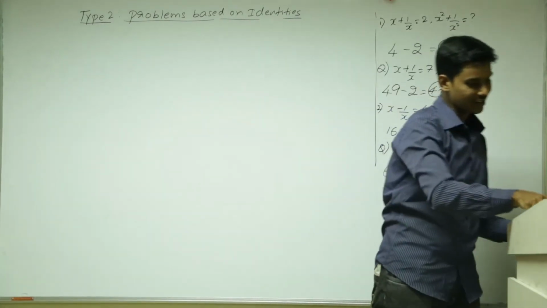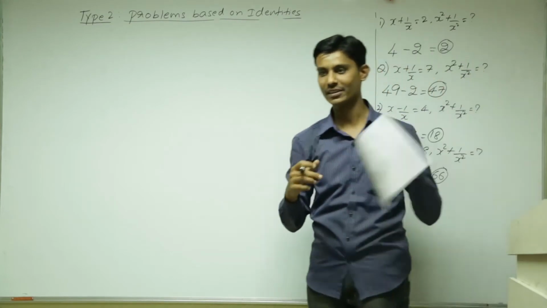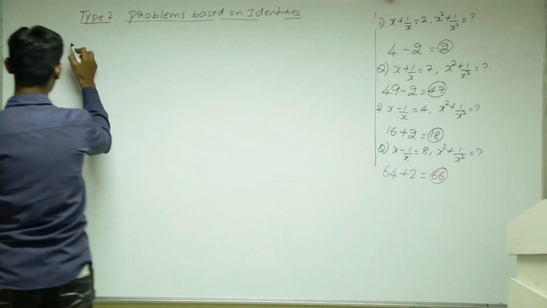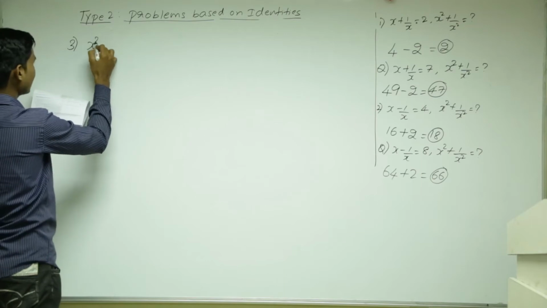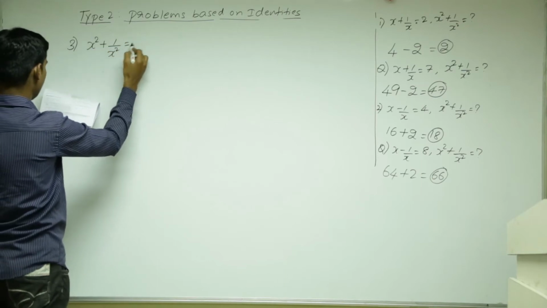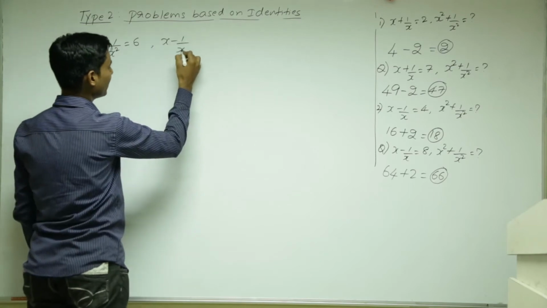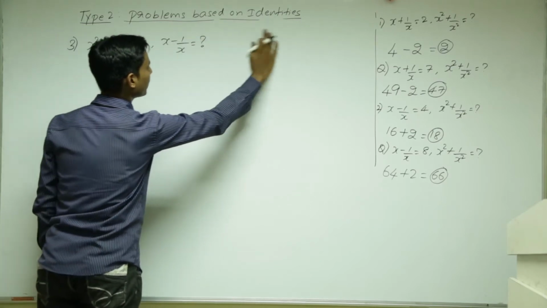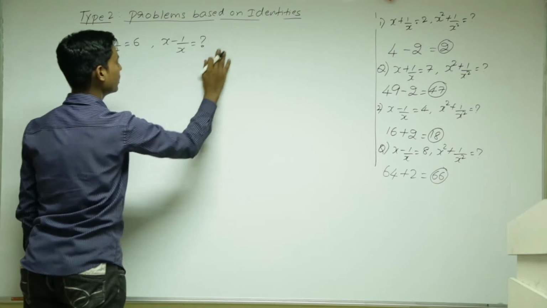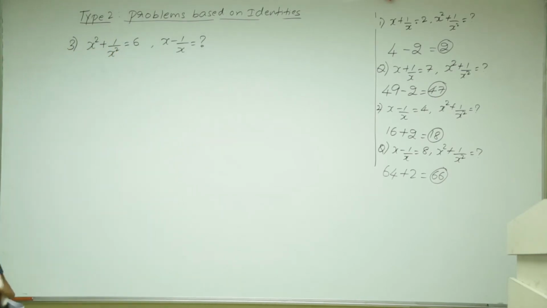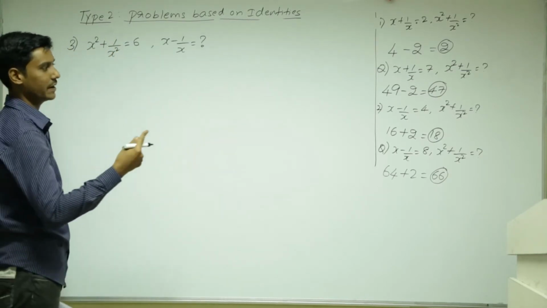Now, your third question is nothing but the reverse of the second question. Your third question says x square plus 1 by x square is given as 6. You need to find the value of x minus 1 by x. Now, please listen to this carefully.